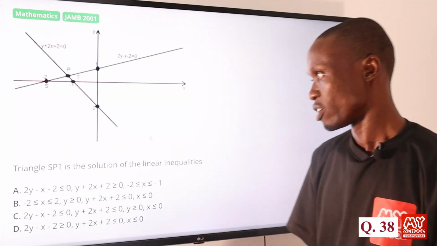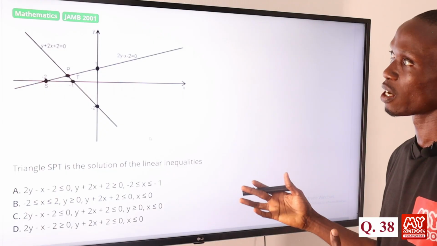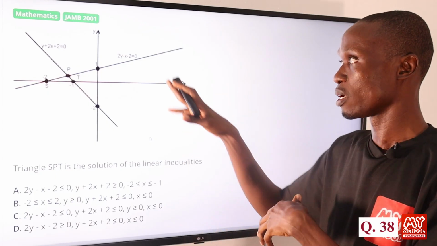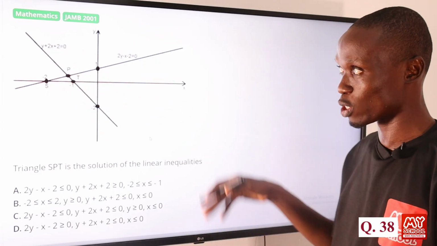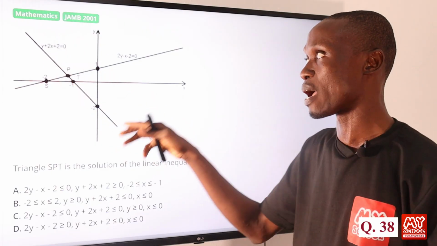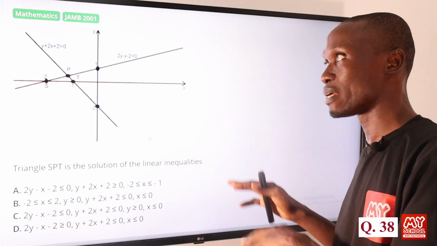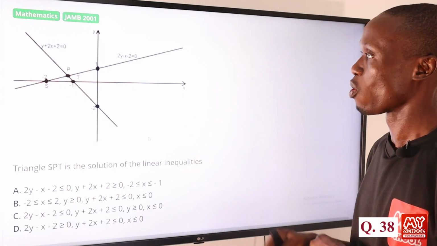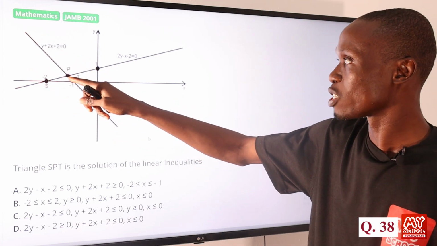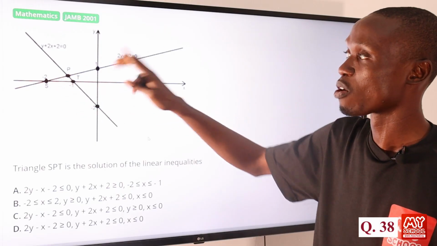Question 38. Triangle SPT is the solution of the linear inequality. I think from this graph, they want us to pick out the equations that gave us what we have on the board. To do that, you have to make some observations. If you look at all the lines, they are all thick, so that means you have greater than or equal to, or less than or equal to. Now if you look at this line, it is the under part of this line that combines with the lower part of this line to form the rectangle.